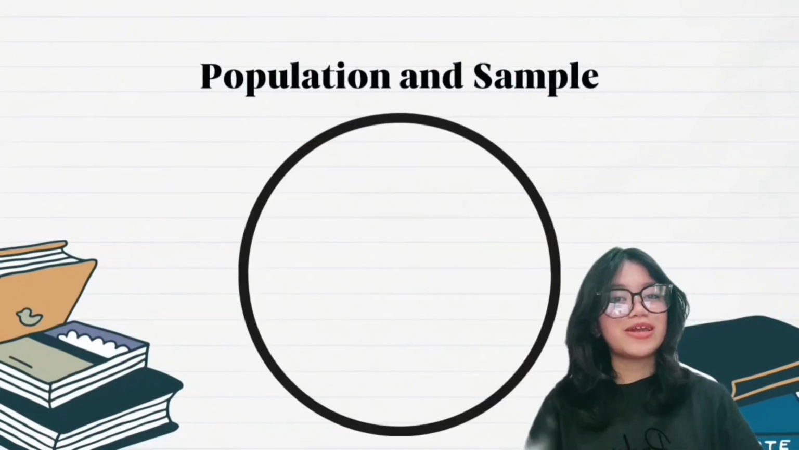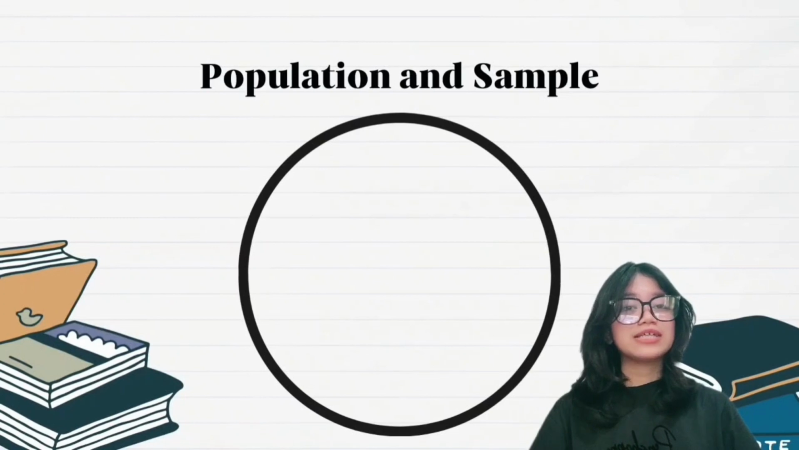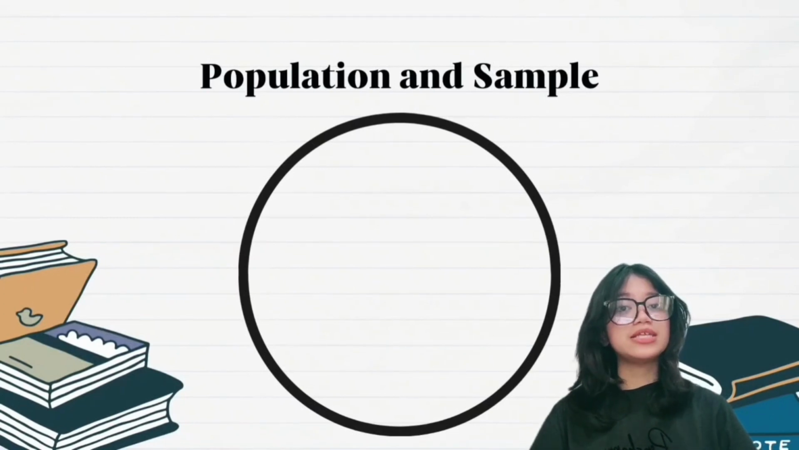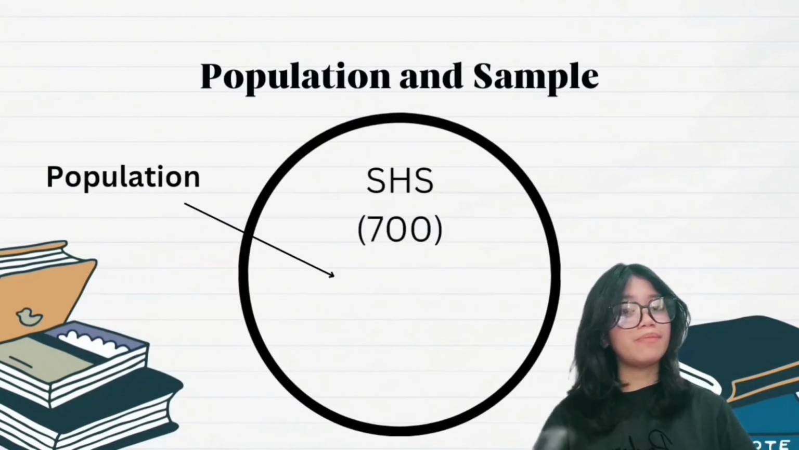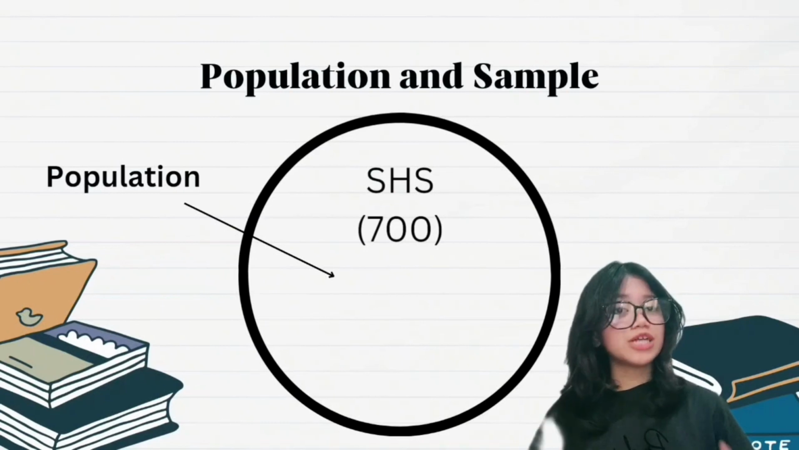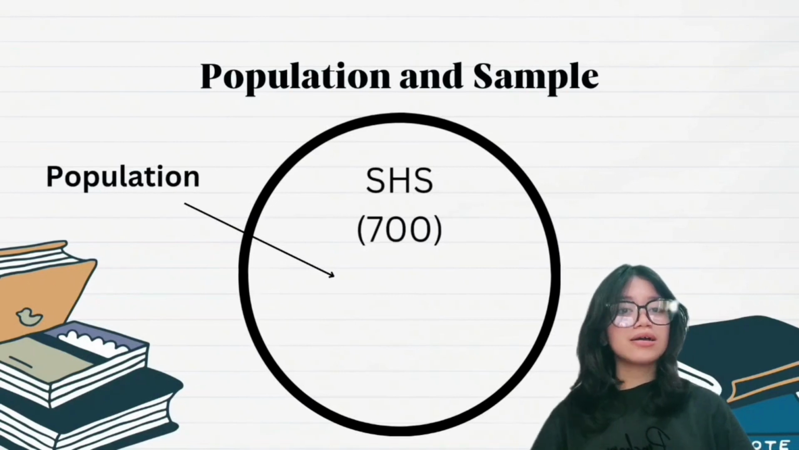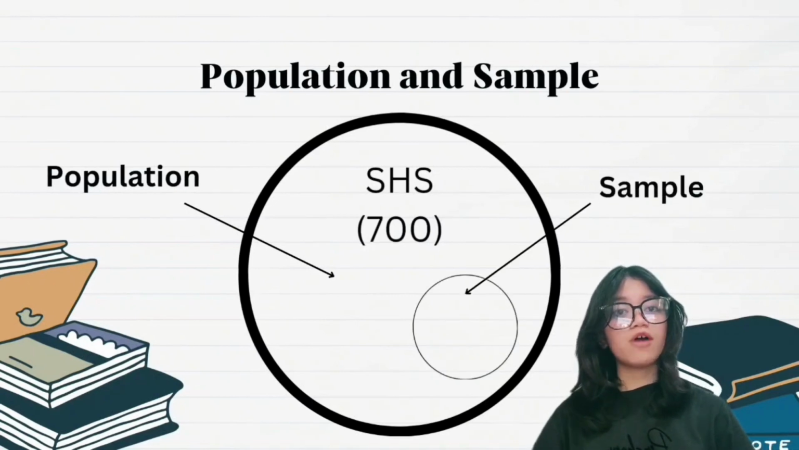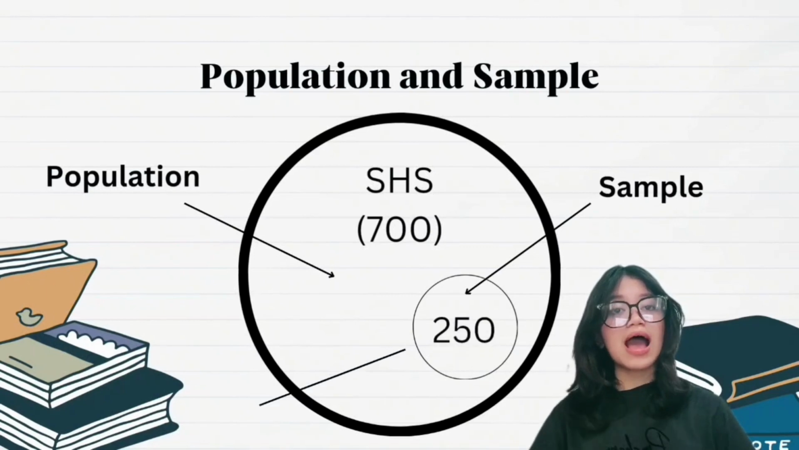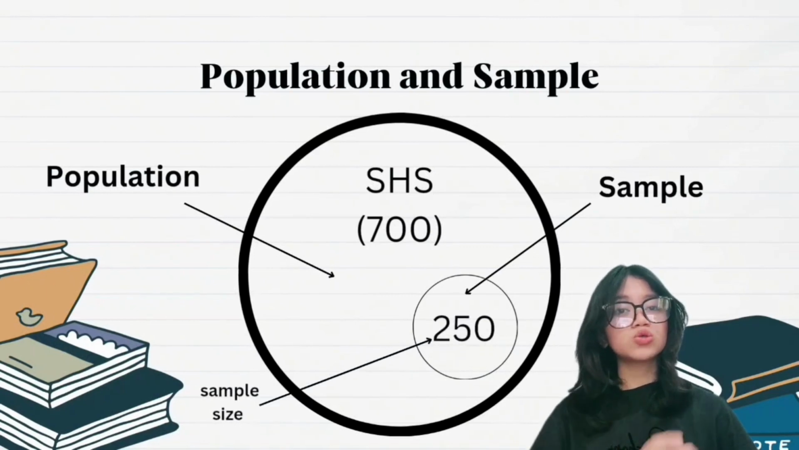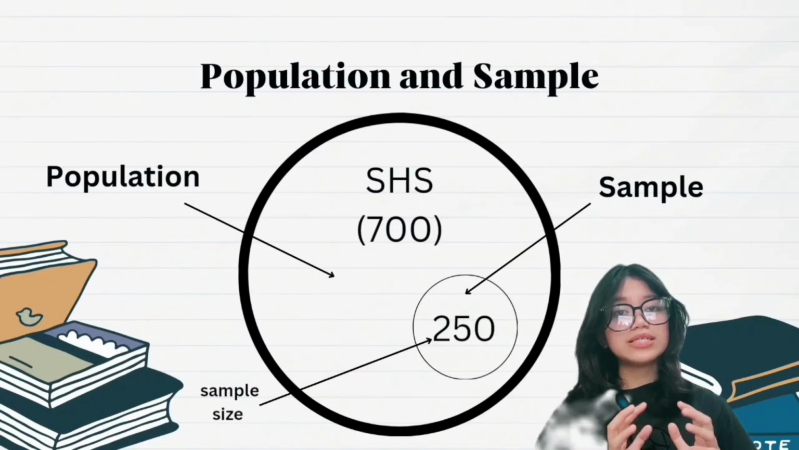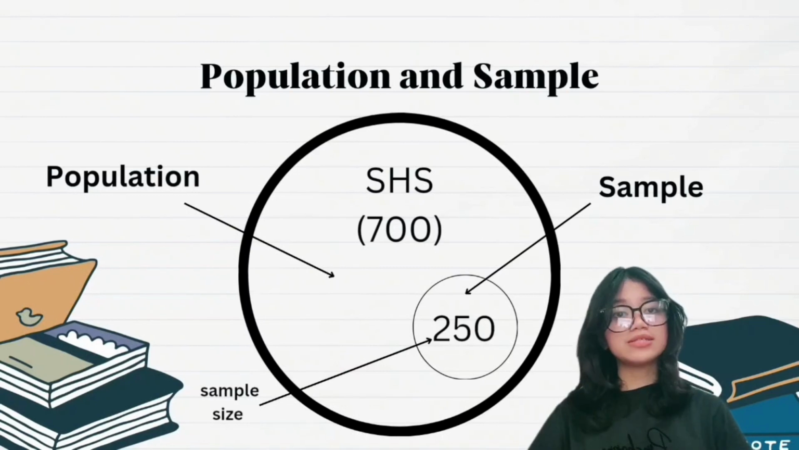So, magbigay tayo ng example. Halimbawa na lang na ang population natin is the entire senior high school na may bilang na 700. Masyadong malaki yung 700, kaya huhugot tayo ng sample size. Let's say na ang nakuha nating sample size from 700 ay 250. So, 250 is our sample size. The smaller group is the sample and 700 is the population size.